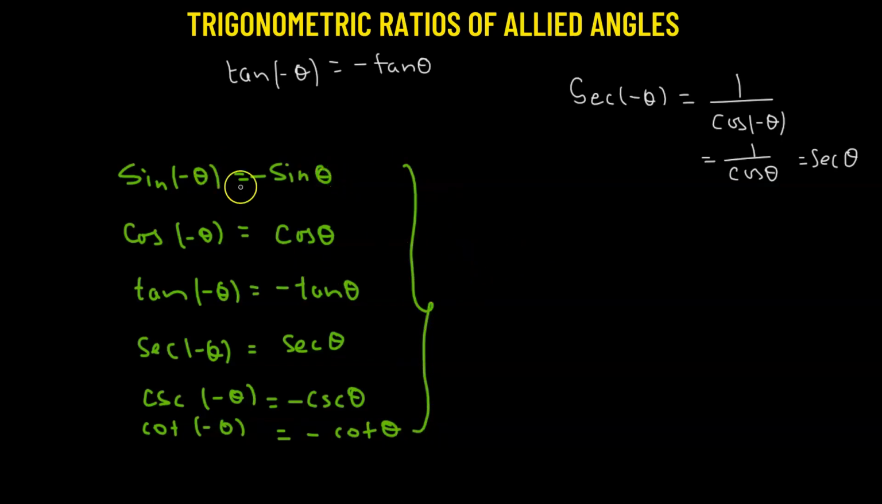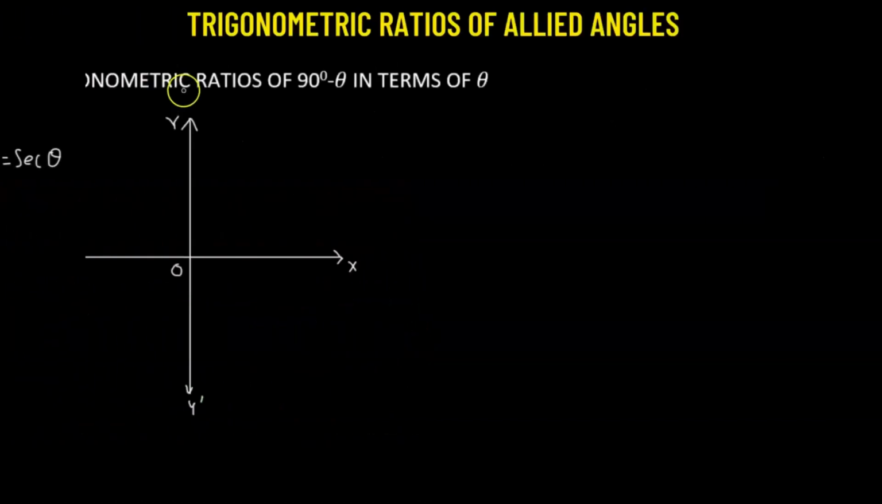In the next one, we'll try to express the angle 90 plus or minus theta in terms of theta. So let's do that as well. So now we want to show the trigonometric ratios of the angle 90 degrees minus theta in terms of its allied angle, that is theta.